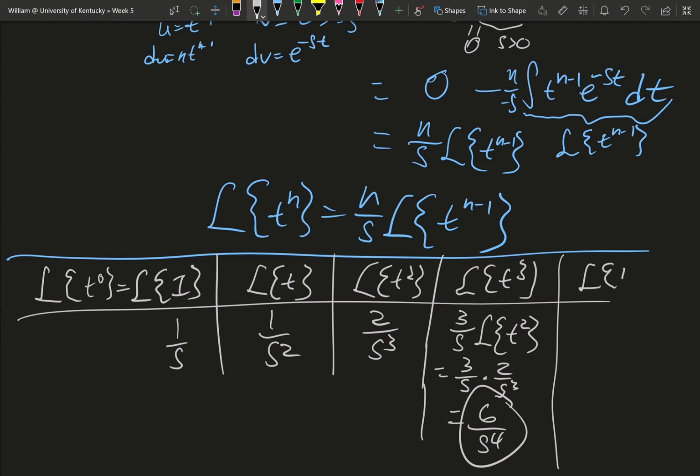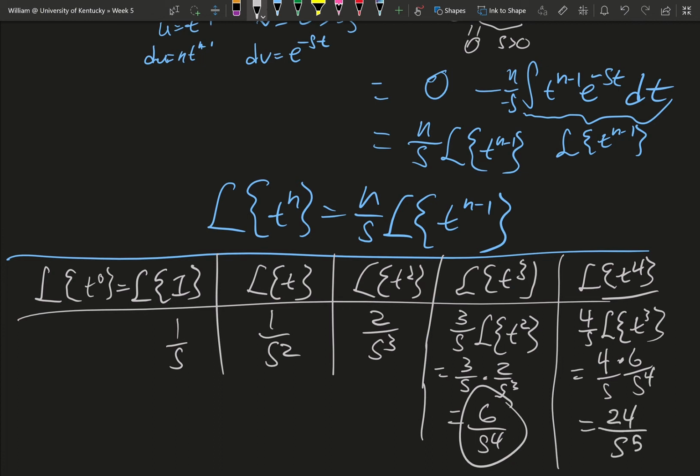Similarly, t to the fourth is going to be 4 over s times the Laplace transform of t cubed. So that's 4 times 6 over s times s to the fourth. So we're going to get 24 over s to the fifth.